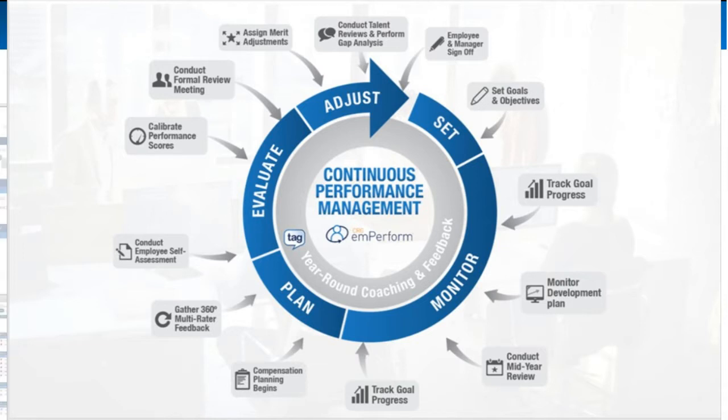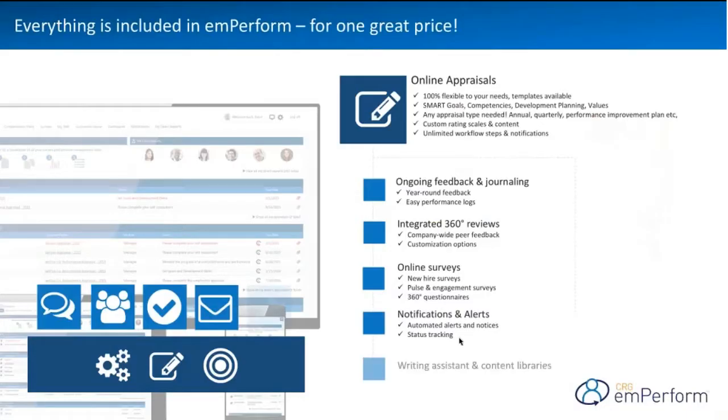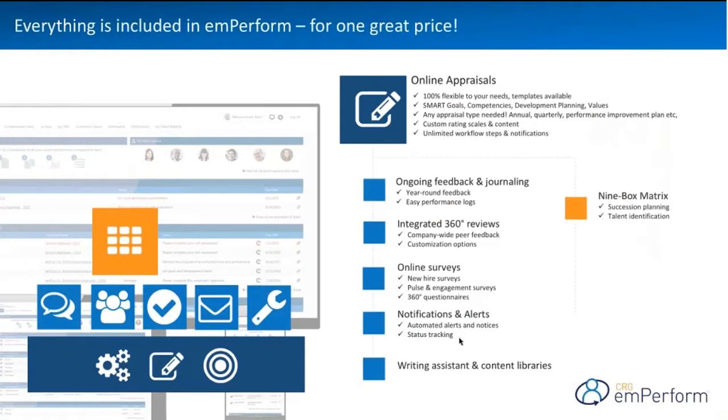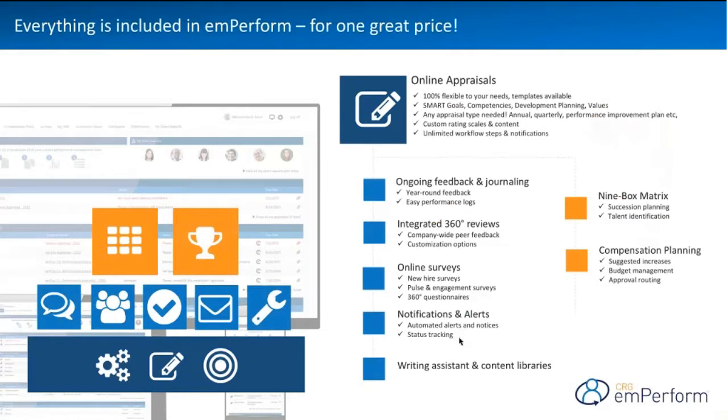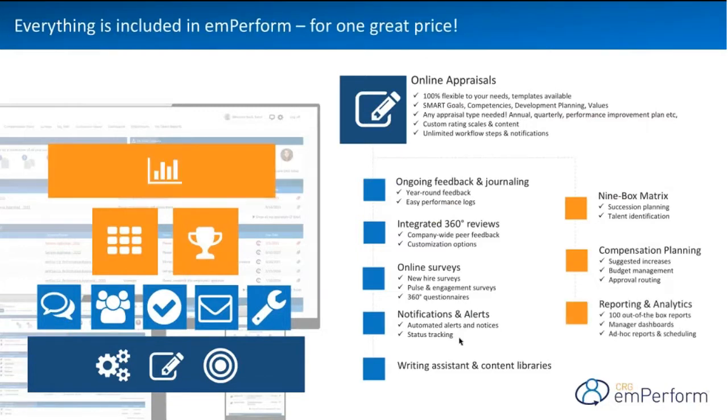To be very specific, emPerform includes and is centered around our flexible online appraisal solution. We also bring in ongoing continuous feedback and journaling, integrated 360 reviews, online survey capability, notification and alerts, and of course writing assistant and content libraries. There's a 9-box built in for talent identification, a compensation planning tool built in to link performance and compensation and allow us to make compensation decisions based on performance, and of course a great reporting and analytics story as we discussed.